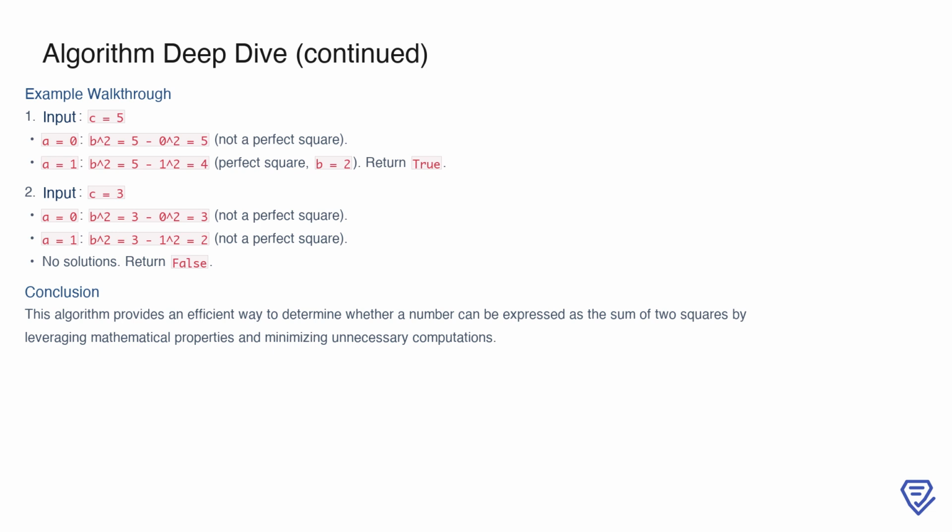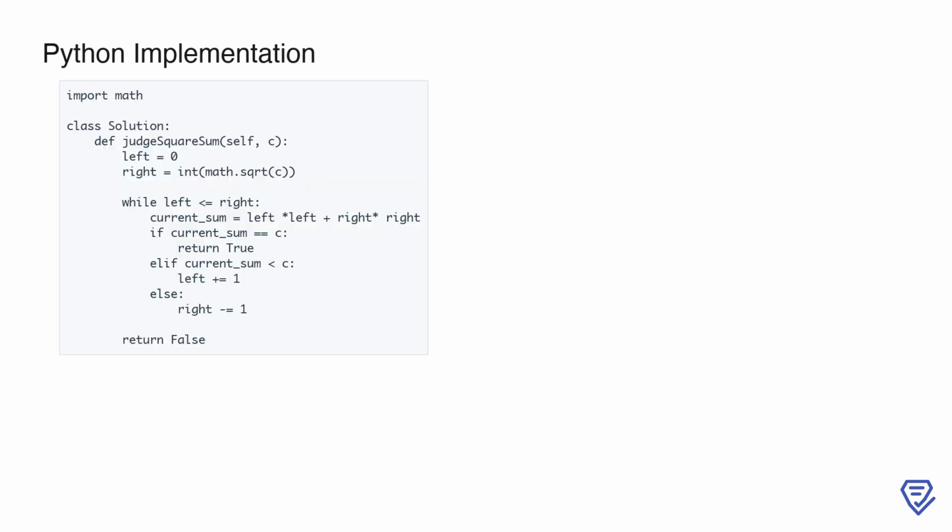This walkthrough highlights how the algorithm efficiently determines whether a number can be expressed as the sum of two squares by leveraging mathematical properties and minimizing unnecessary computations. This solution to LeetCode problem number 633, Sum of Square Numbers, determines if a non-negative integer c can be expressed as the sum of squares of two integers.